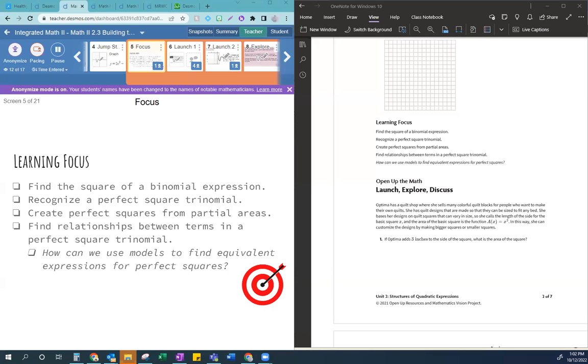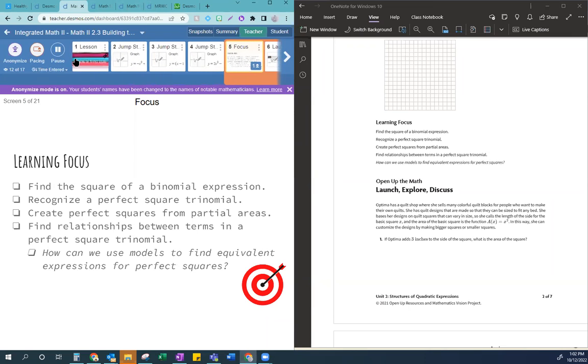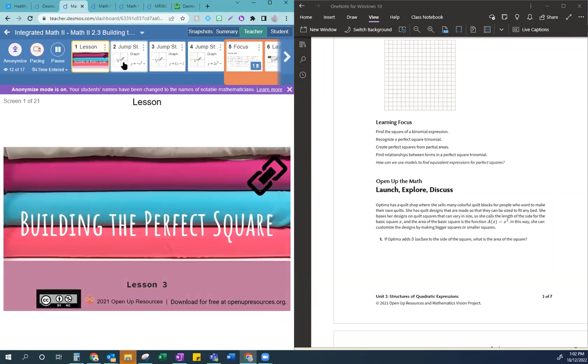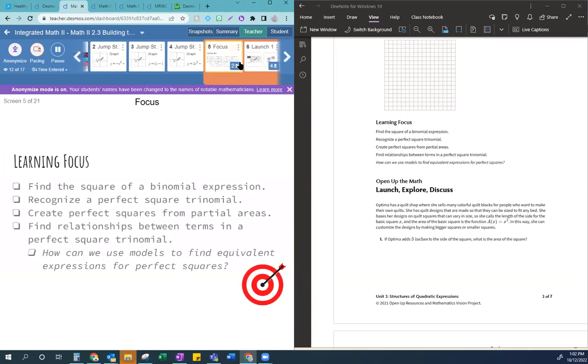Okay, so we're going to move on. This lesson is called Building the Perfect Square, and we actually mean square. I remember when I was learning this, when I said square, I used to think, because I was in math class, that they were talking about squared, but they're actually talking about both a perfect square and a square.